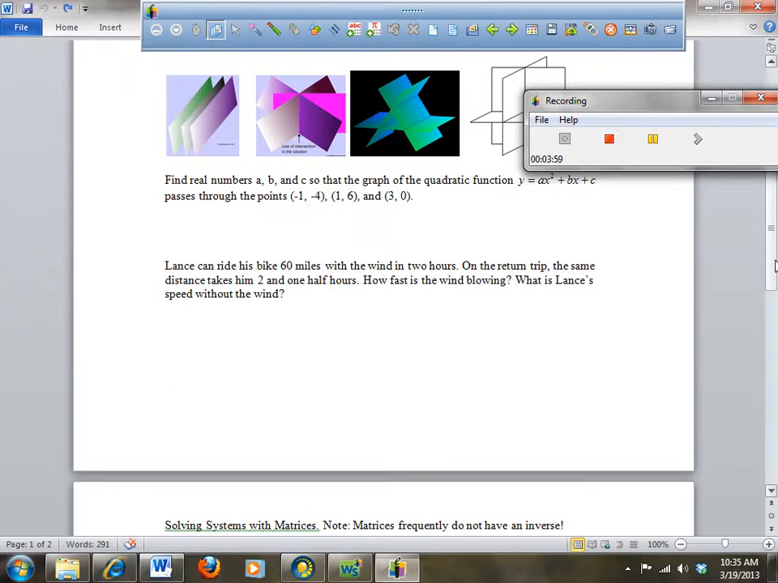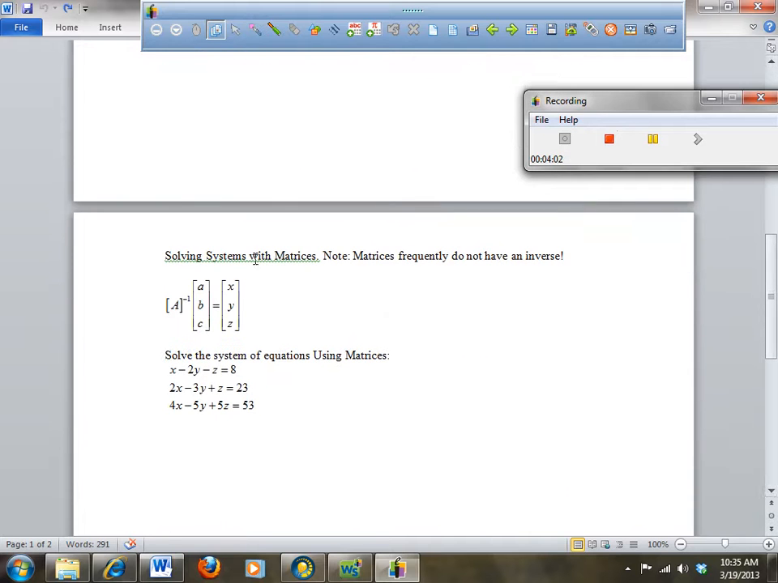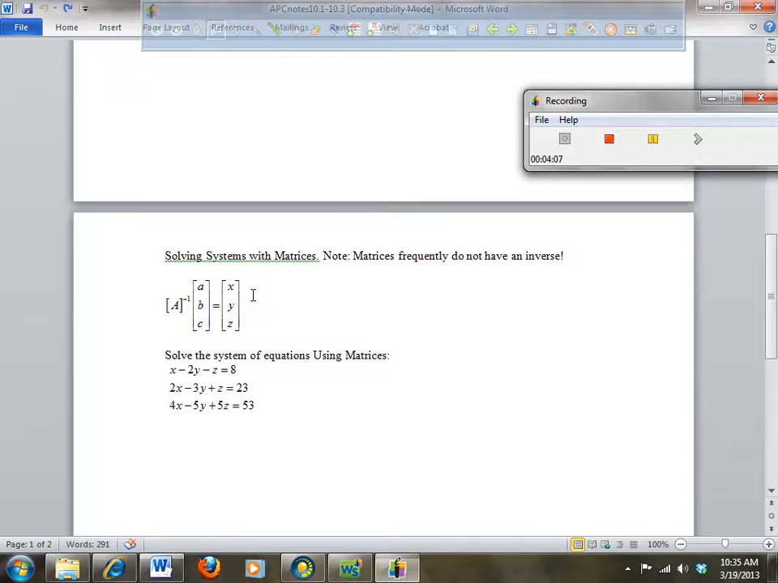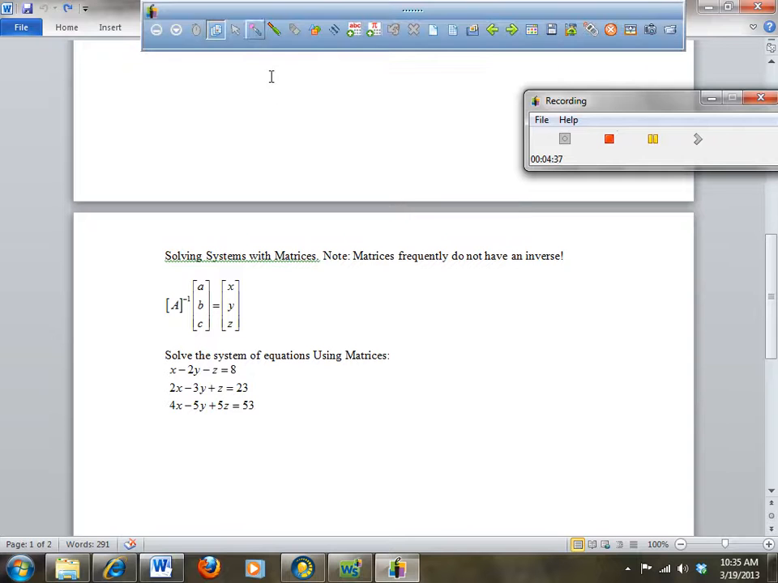Okay, the next thing we're going to learn is how to solve systems of equations with matrices. Basically what this formula says is that if you multiply the constant matrix, which is this one over here, 8, 23, 53, by the inverse of what is called the coefficient matrix, you will get x, y, and z. It would be good to know why you're doing this, so I'm going to tell you a little bit about why.